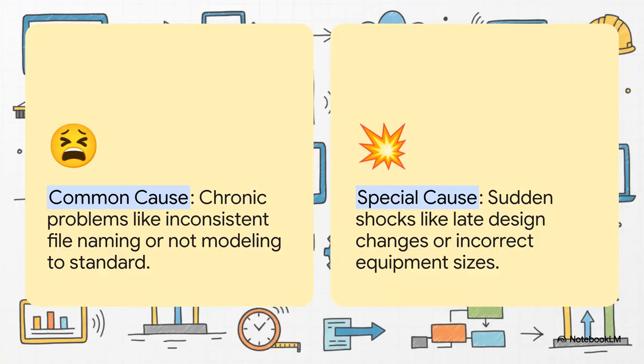On one side, you've got common cause variation. Think of this like chronic sloppy driving. You know, teams using weird file names or not following the same modeling standards. It's that constant, low-level friction that just slows everything down. Then, on the other side, you have special cause variation. This is more like a sudden, unexpected car crash, a last-minute design change from the architect, or a supplier sending the wrong data for a piece of equipment. One is a process problem you can fix internally, the other is an external shock you have to react to.